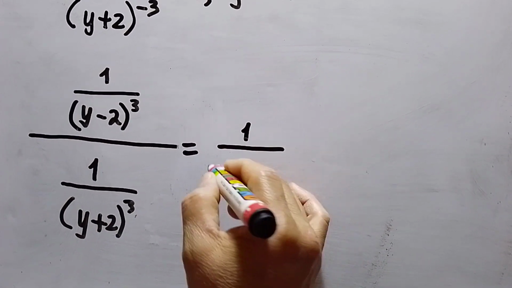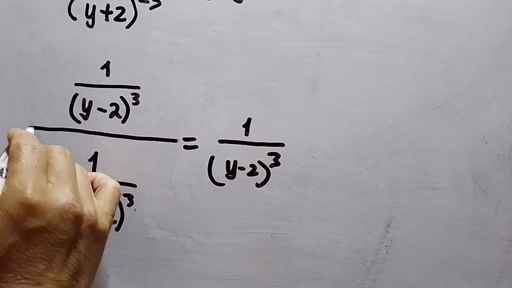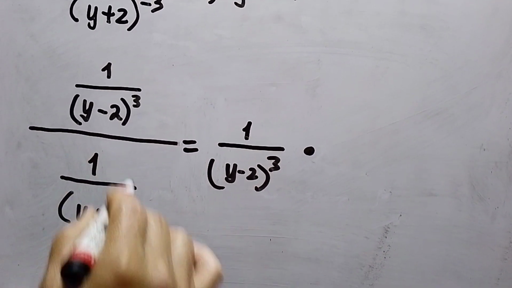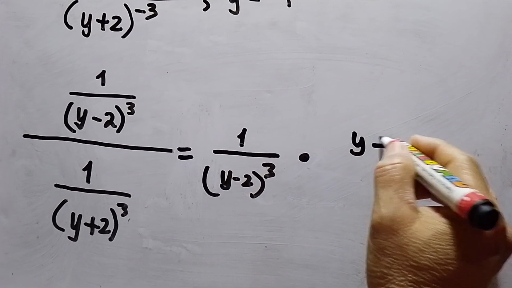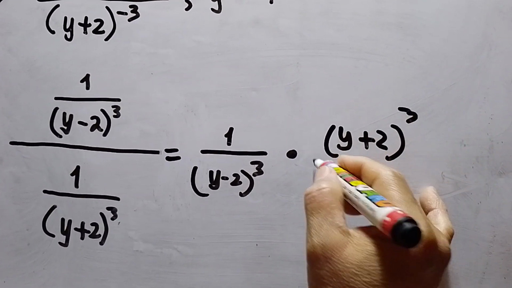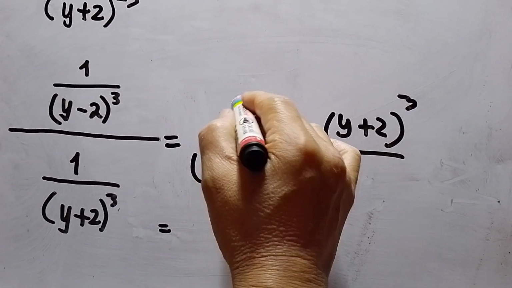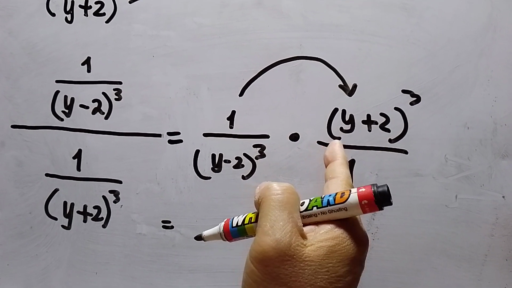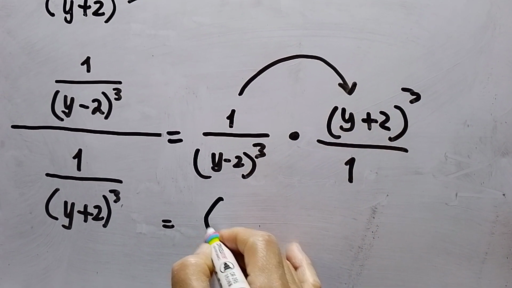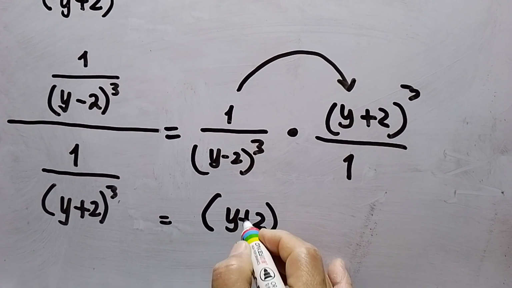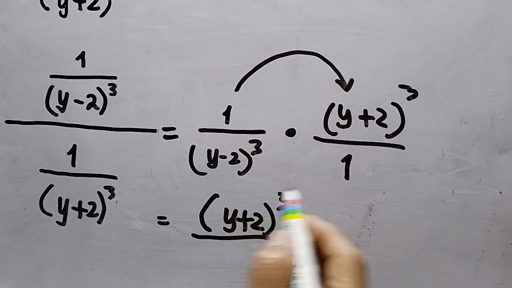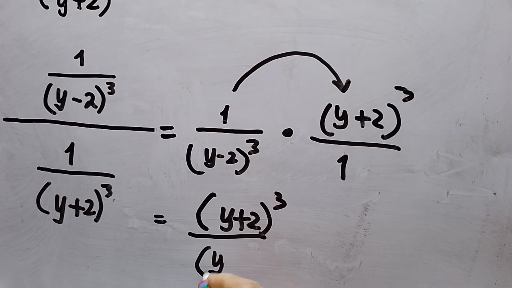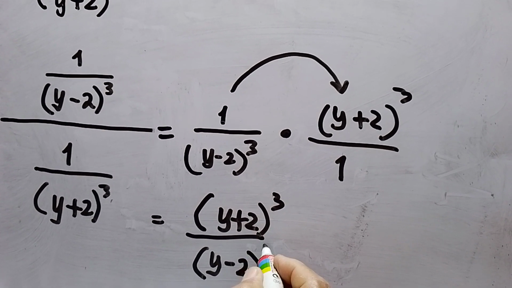So y minus 2 cube. This is division, so I will change the operation to multiplication and then upside down of this fraction. So this will be y plus 2 raised to the third power over 1. Okay? Then start multiplying the numerators. So 1 times round brackets y plus 2 raised to the third power will be y plus 2 raised to the third power. And then the same also in the denominator, 1 times round brackets y minus 2 raised to the third will be round brackets y minus 2 raised to the third power.